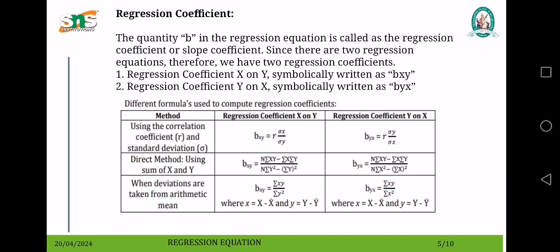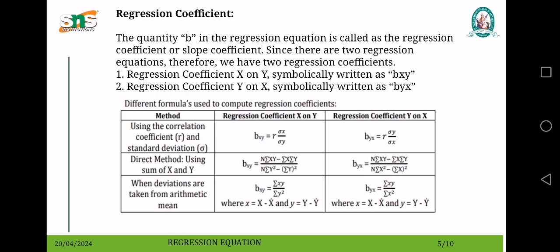Different formulas are used to compute regression coefficients. Using the correlation coefficient r and standard deviations, bxy is equal to r into sigma x by sigma y. This is the regression coefficient of x on y. The regression coefficient of y on x, byx, is equal to r into sigma y by sigma x.